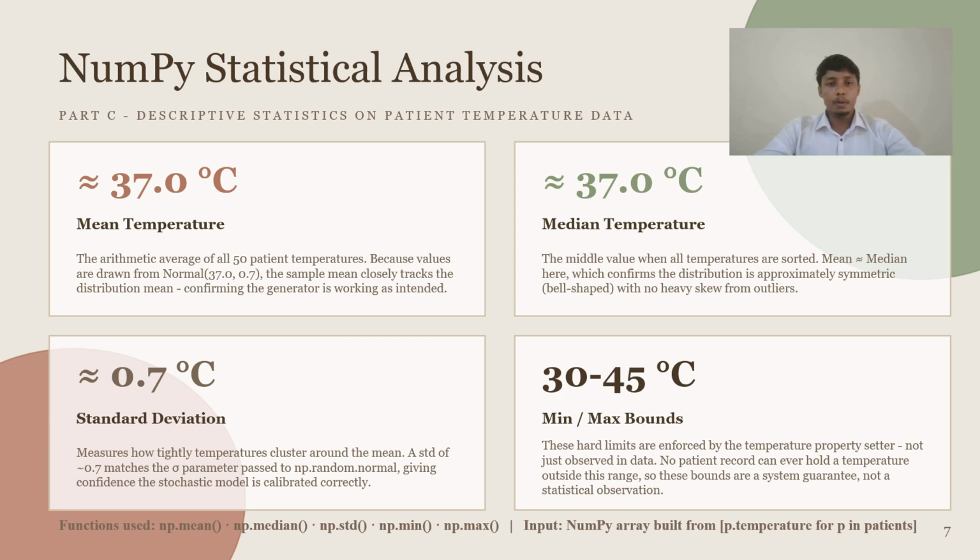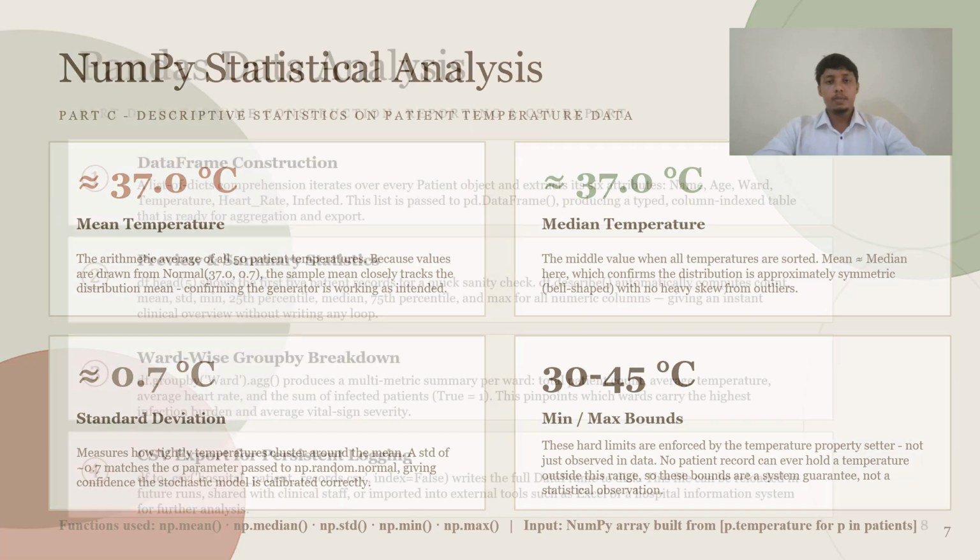And the minimum to maximum range of 30 to 45 Celsius isn't just a statistical result, it's a hard system rule enforced by the property setter. No value outside that range can ever exist.